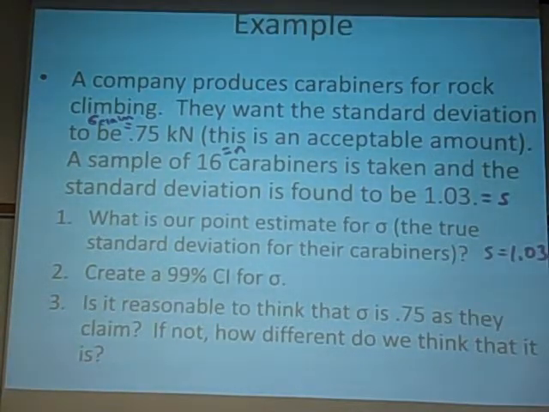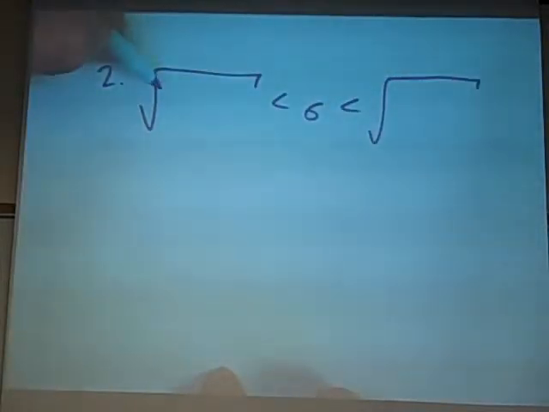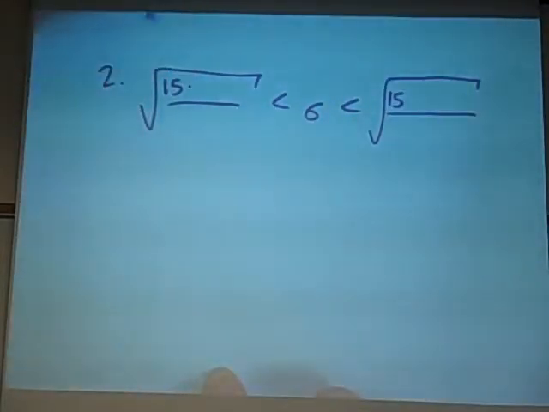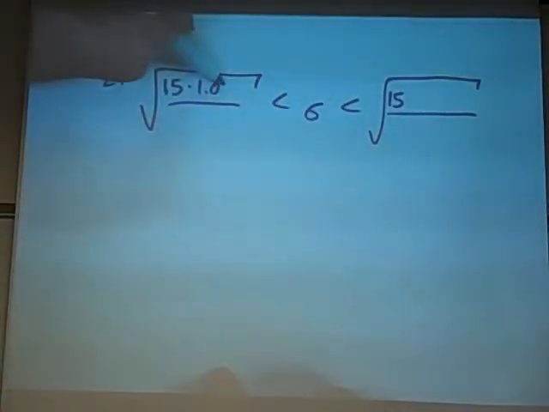Okay. Number two, let's go ahead and get a 99% confidence interval for sigma. So we do 16 minus 1, is it? That would be the degrees of freedom, yeah. So n is 16, so we'll have 15 times s squared, 1.03 squared.